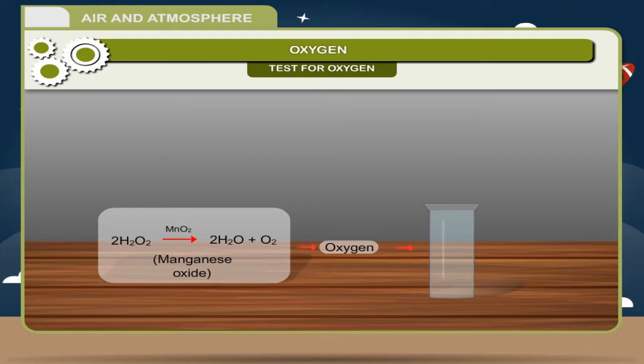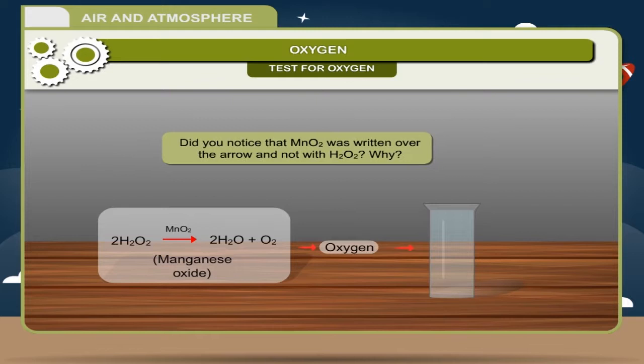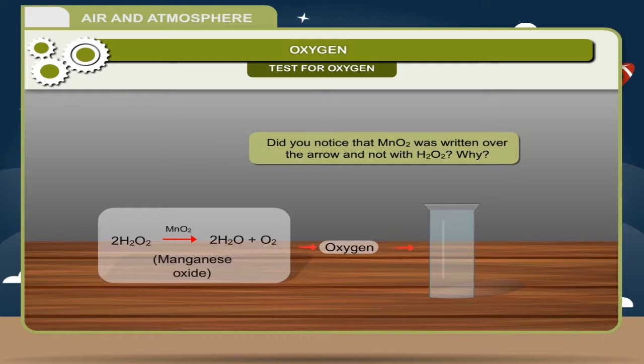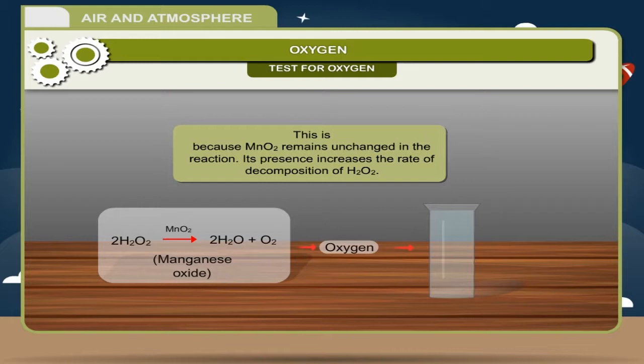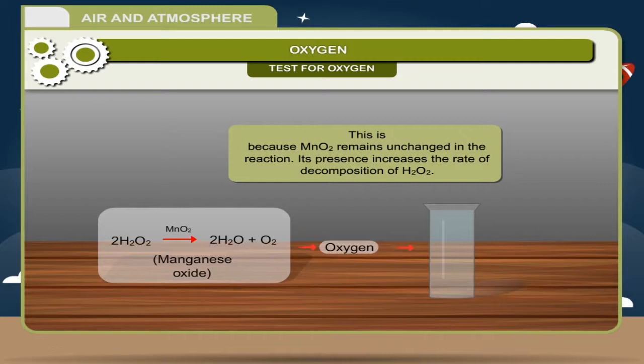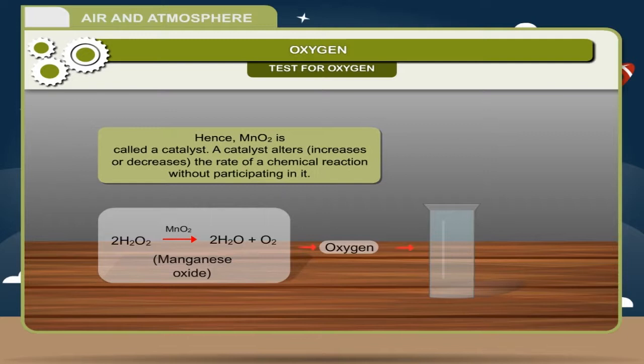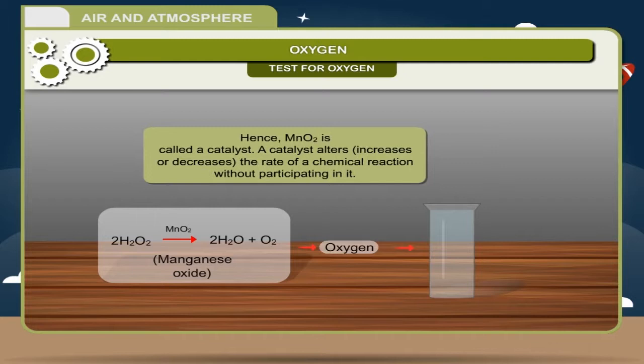2H2O2, with manganese dioxide, gives 2H2O plus O2 gas. Did you notice that MnO2 was written over the arrow and not with H2O2? Why? This is because MnO2 remains unchanged in the reaction. Its presence increases the rate of decomposition of H2O2. Hence, MnO2 is called a catalyst. A catalyst alters, increases or decreases the rate of a chemical reaction without participating in it.